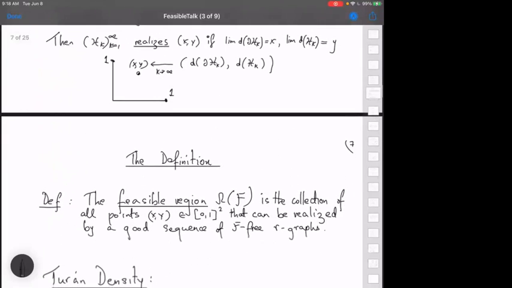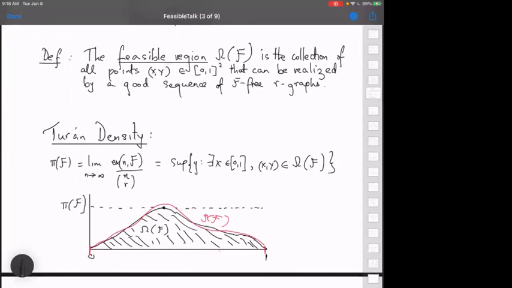Okay, so now I can give the definition of this talk, which is in the title of this talk, namely the feasible region. So if I give you some collection of hypergraphs F, which is forbidden, and F could be the empty set, but it's not going to be. In the case of Kruskal-Katona theorem, it would be, but in general, it's not going to be. Omega of F is the collection of all points in the unit square that can be realized by a good sequence of F-free R graphs. In simple words, a feasible region is basically looking at hypergraphs that are F-free, large hypergraphs, and just asking the very simple question, how many edges do they have and how many edges in the shadow do they have?